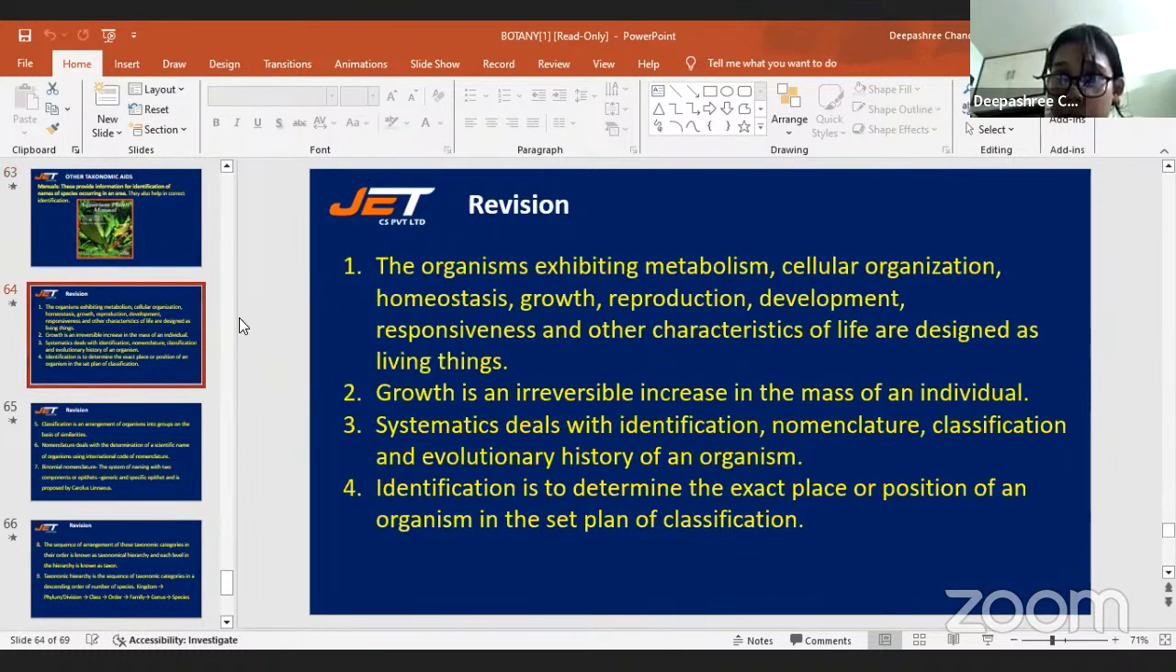So in this chapter, we have learned about organisms exhibiting metabolism, cellular organization, homeostasis, growth, reproduction, development, responsiveness, and other characters of living organisms. Growth is an irreversible increase in the mass of an organism. Systematics deals with identification, nomenclature, classification. Identification is to determine the exact place or the position.